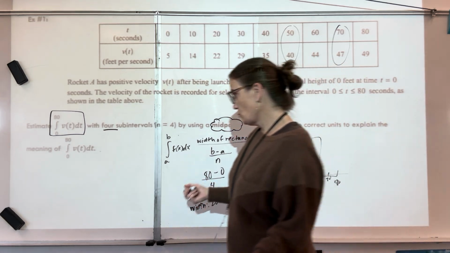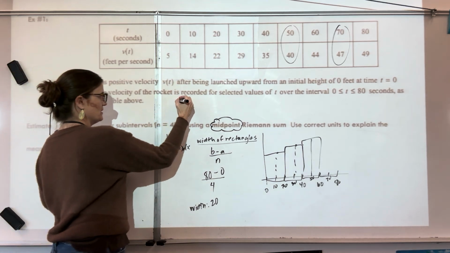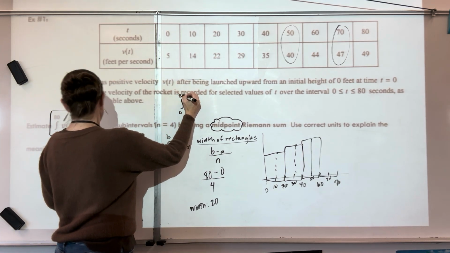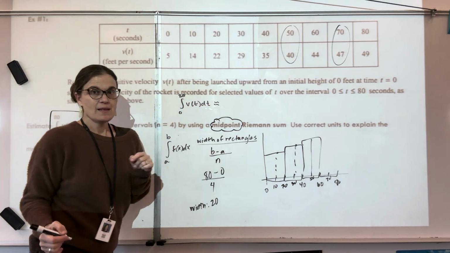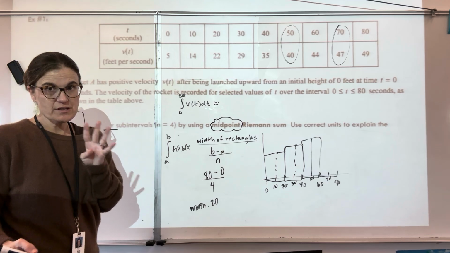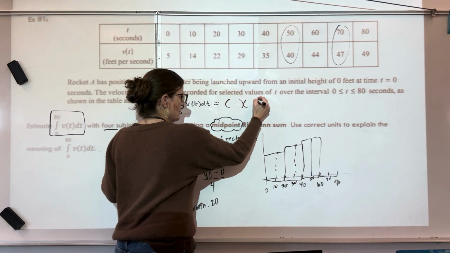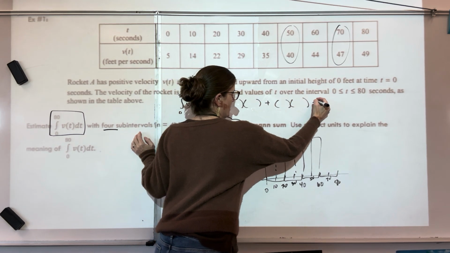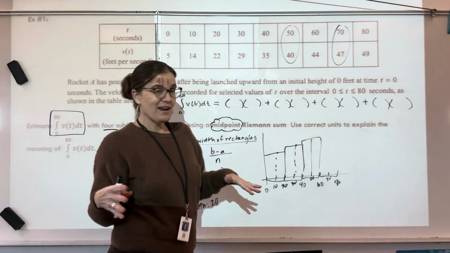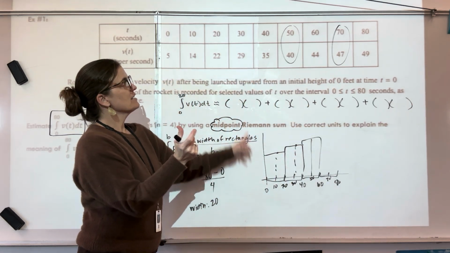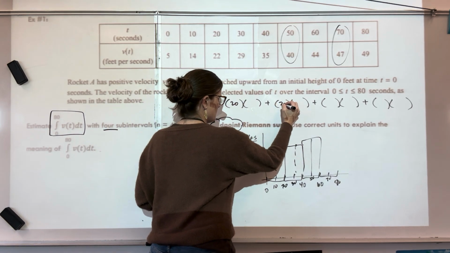What you have to show for your work on these problems is the setup. So I'm going to squeeze it in right here. I'd write the integral from 0 to 80 of v of t dt is approximately equal to, and because it's 4 subintervals, I need to see 4 base times heights. So base times height plus base times height plus base times height plus base times height. That's what you need to write out every time, right? We already saw that our bases are going to be 20 every time, so I'm going to fill in each base being 20.